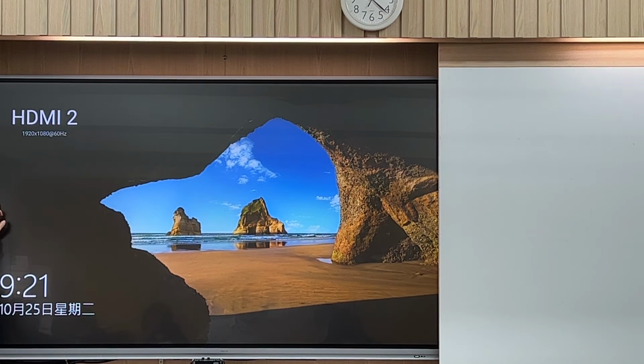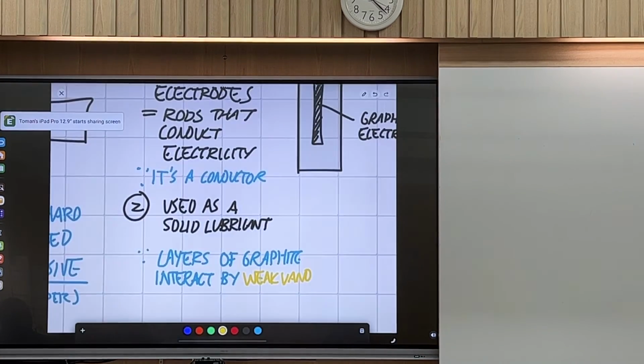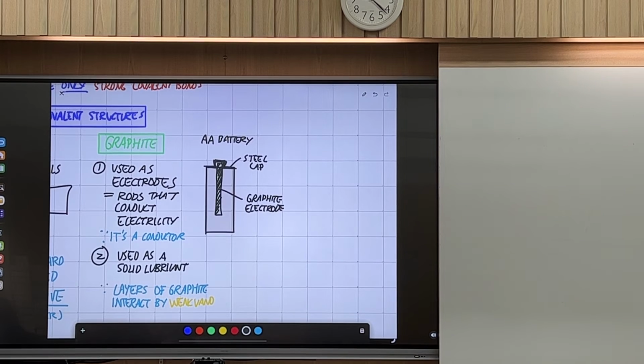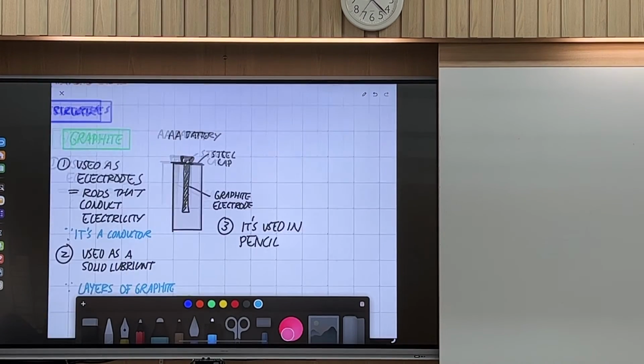And the last use of graphite is used in pencil, okay? So here, write down the third and the last use, okay? So weak van der Waals force. So the last use is used in pencil. Yeah, and why is that?